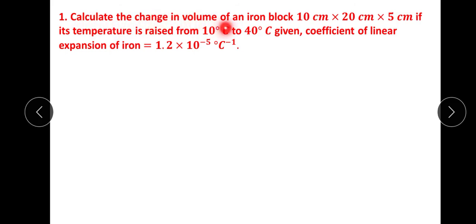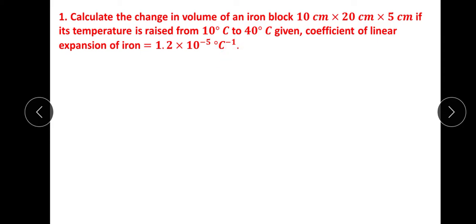Calculate the change in volume of an iron block 10 centimeter into 20 centimeter into 5 centimeter if its temperature is raised from 10 degrees Celsius to 40 degrees Celsius. Given that the coefficient of linear expansion of iron equal to 1.2 into 10 power minus 5 per degree Celsius.